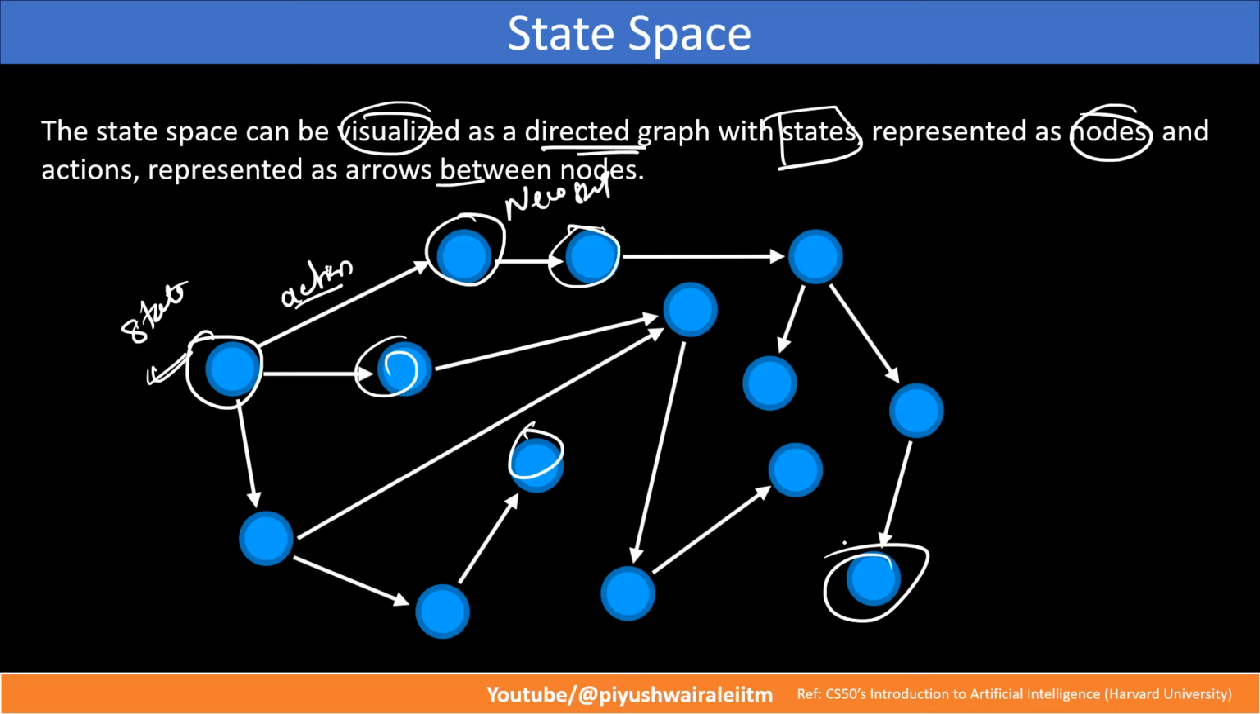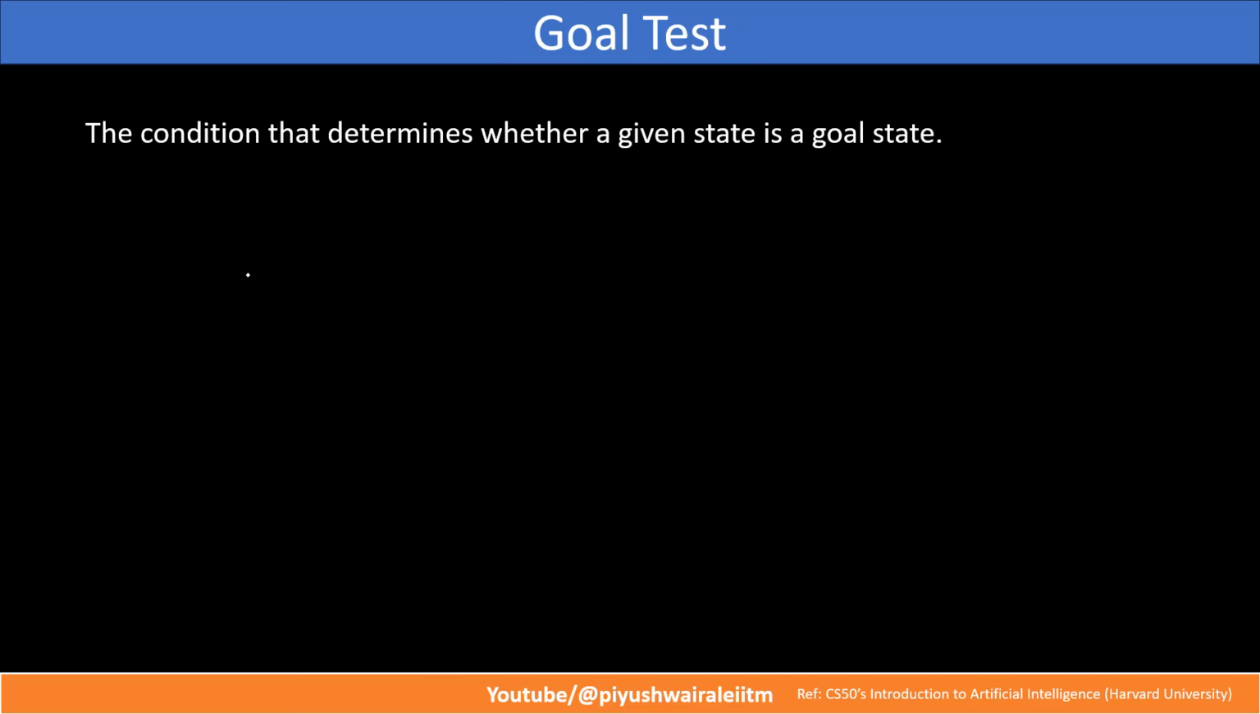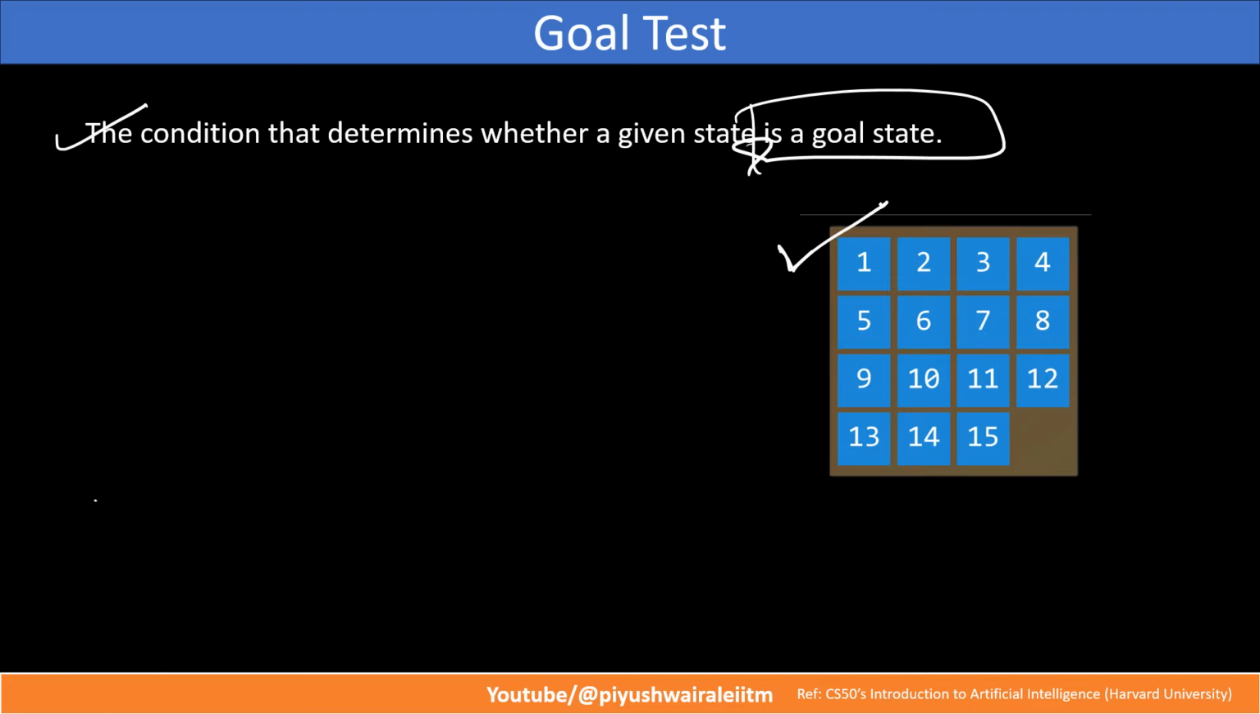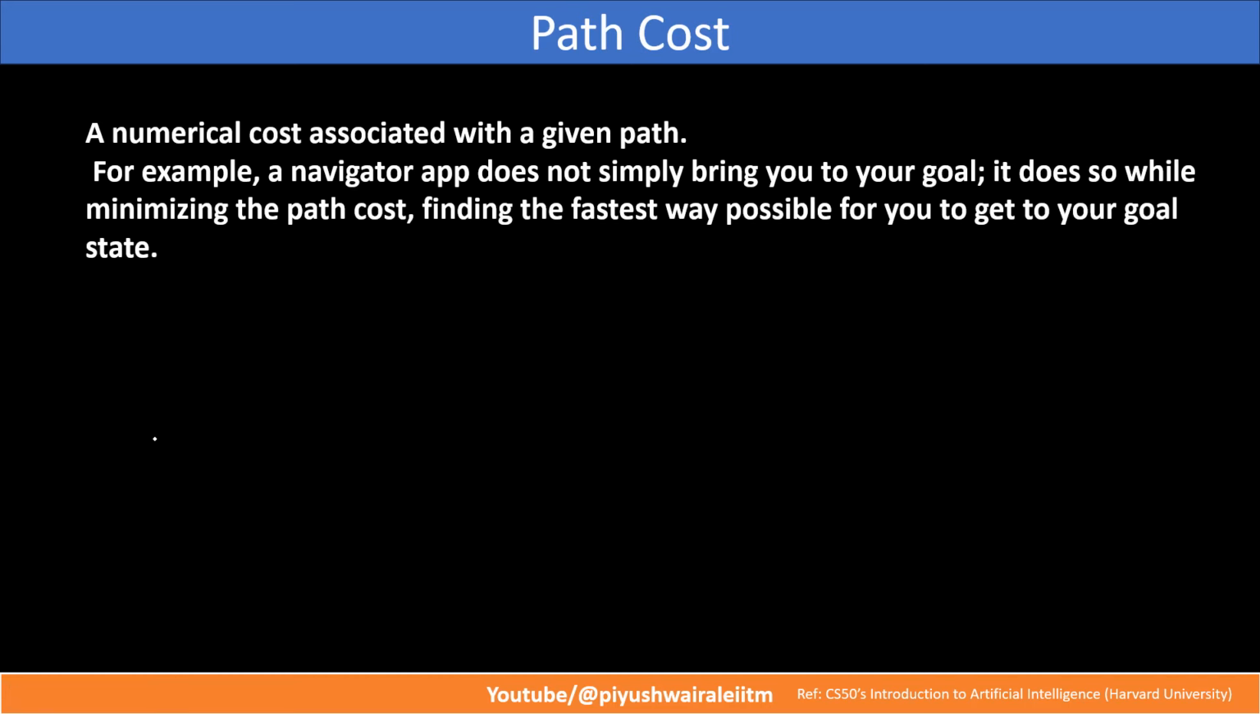So now let's see what the goal test is. It is the condition that determines whether a given state is a goal state, right? The algorithm should know, okay, I have reached this particular condition or this destination, so this is my goal state. This is our final goal for this particular 15 puzzle problem. So I hope you understand the goal test.